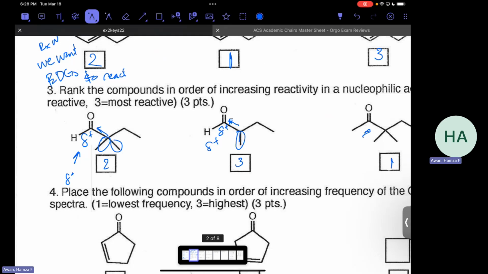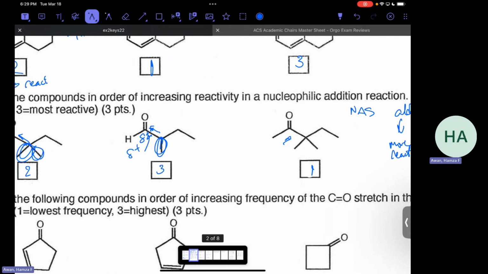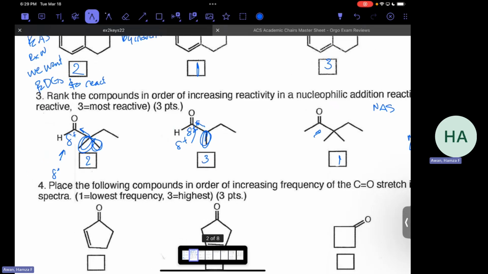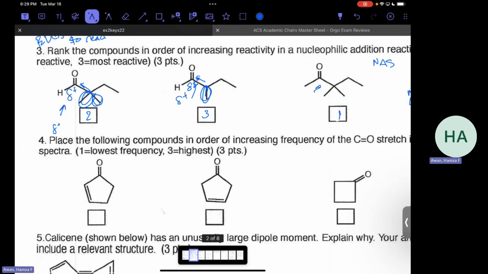You can also look at this from a steric hindrance point of view. If you're attacking this partially positive carbon, you would rather have one methyl there than two methyls that could block your way. So it's the same result by both steric hindrance and dipole induction, and the ketone is our least reactive compound. Does that make sense to everybody? Questions? All right, so next one.